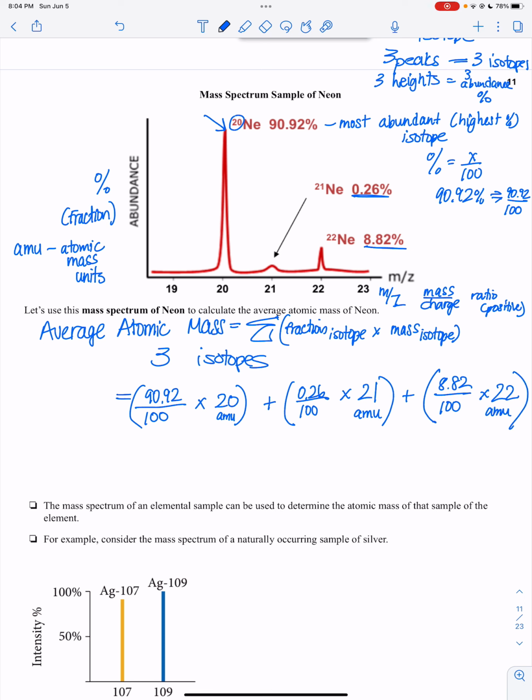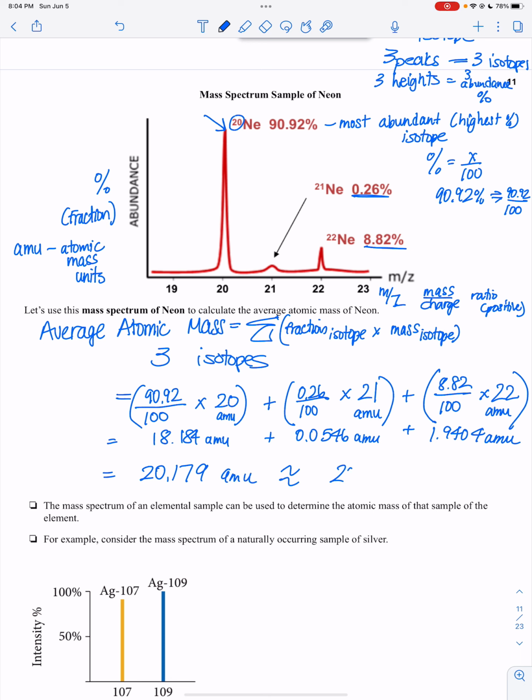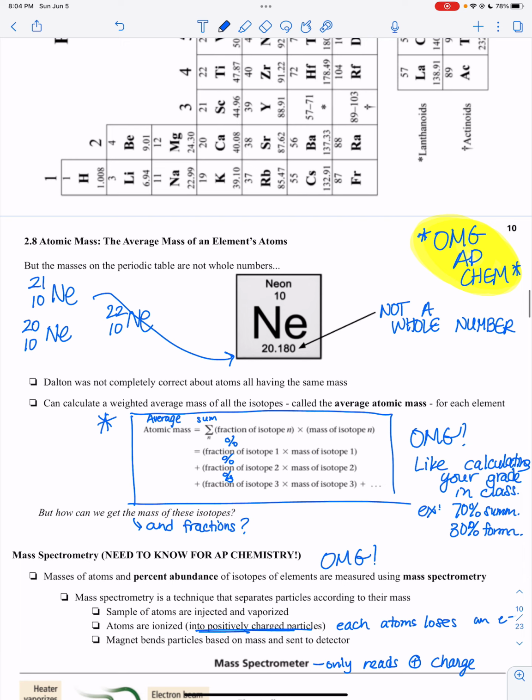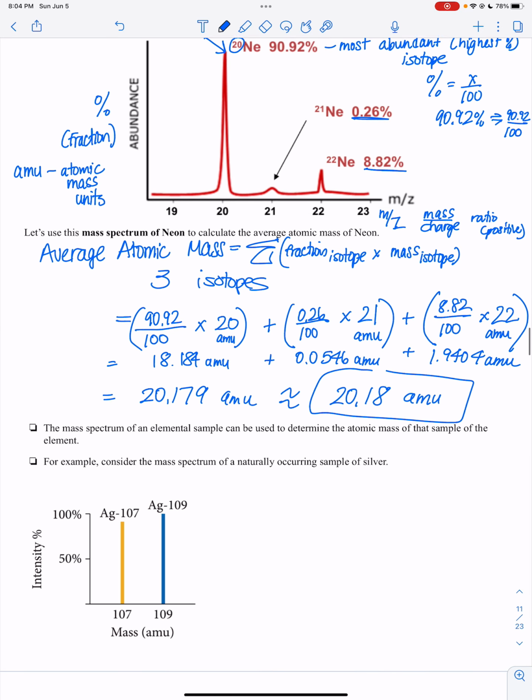If I do all of this math, I'll get 18.184 AMU plus 0.0546 AMU plus 1.9404 AMU. Adding these all together, I will get 20.179 AMU, which is the approximate 20.18 AMU that is found on the periodic table that we saw on the page before. So we just proved that calculation.